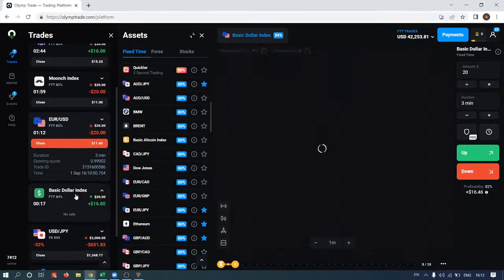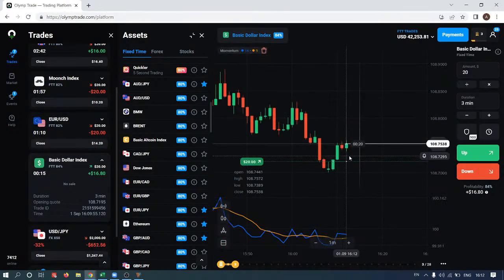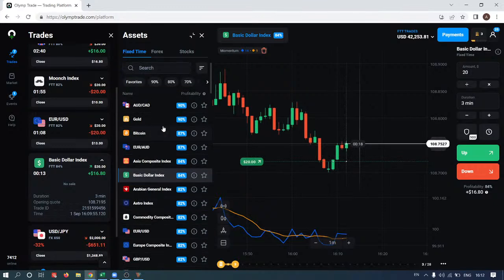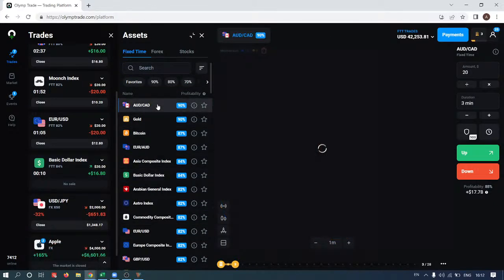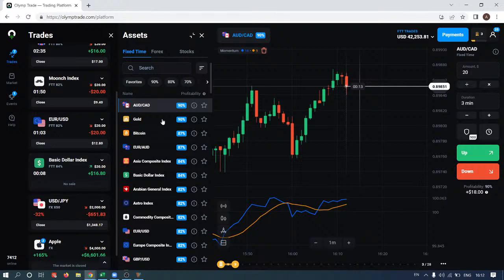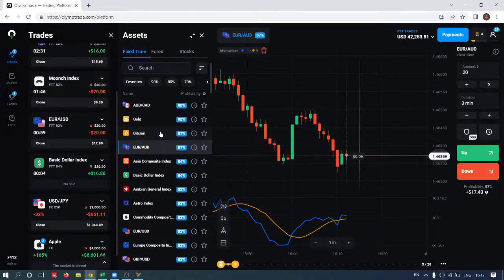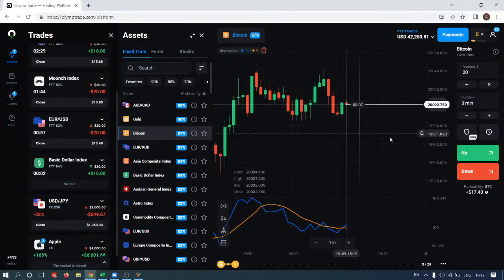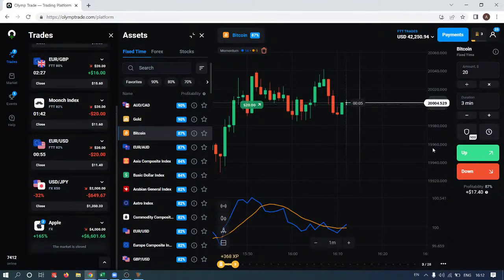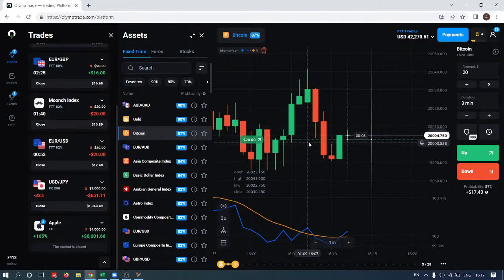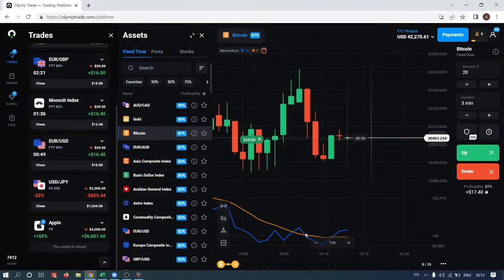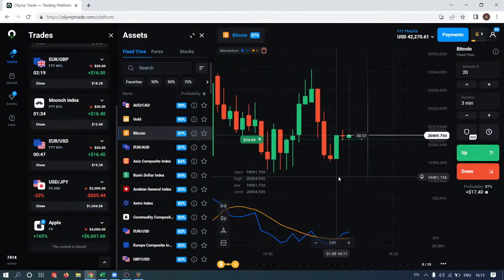So basic dollar index. Okay, so this one I'm pretty sure that this trade will close with a profit. That's almost a guaranteed one. 10 seconds to go. And another signal on Bitcoin. All right, so how many signals on Bitcoin? Like 3 signals. 1, 2, 3. 3 signals recently. So we'll see.